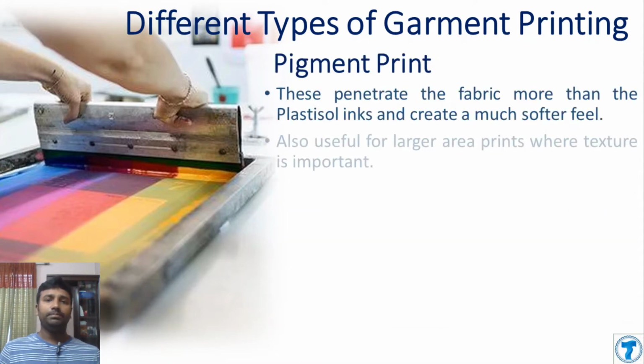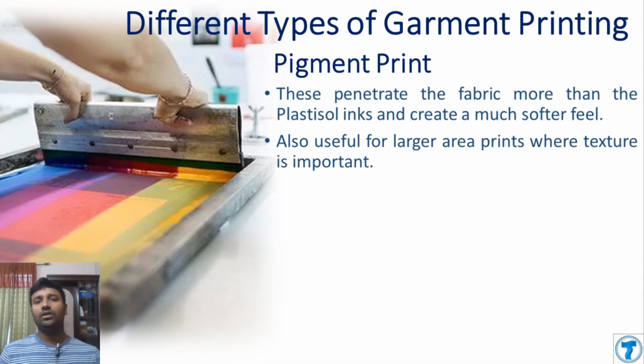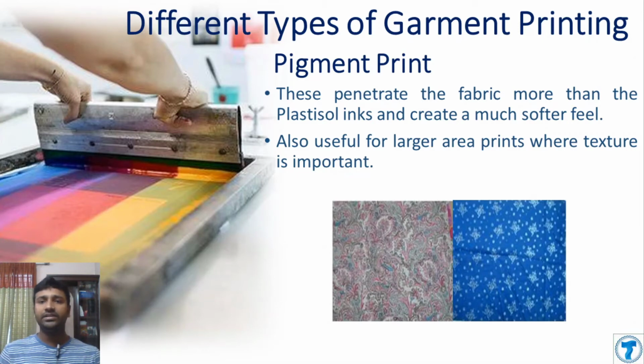Pigment print. Pigment print penetrates the fabric more than the plastisol ink and creates a much softer hand feel. Also useful for larger area prints where the texture is very important, and for larger area printing it is economical also.